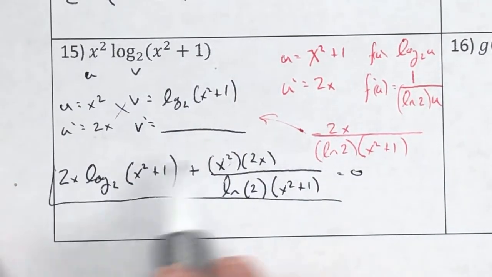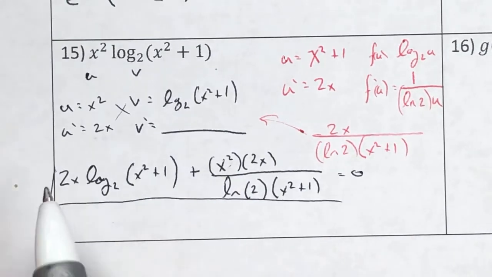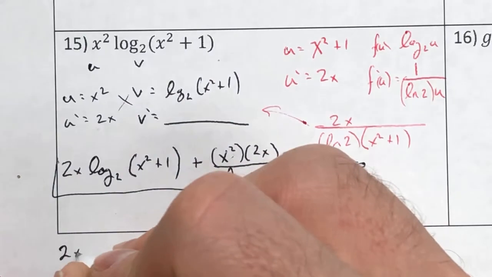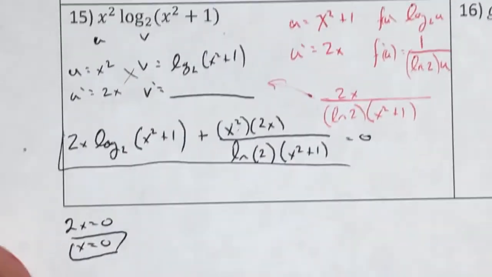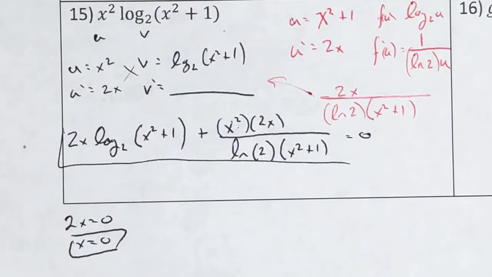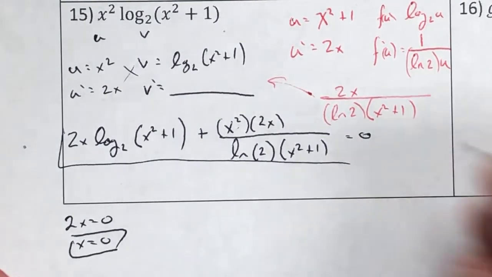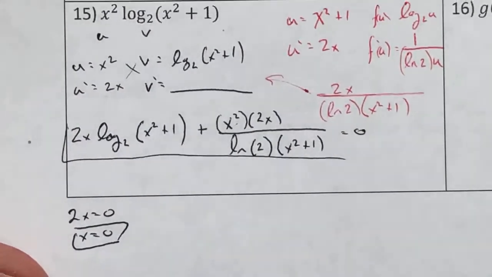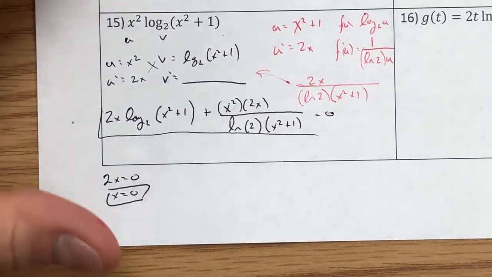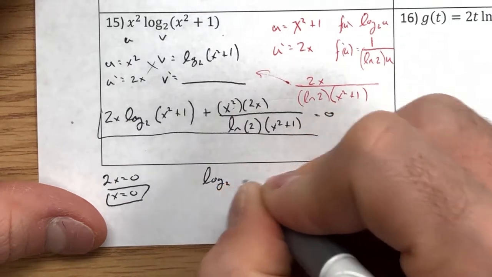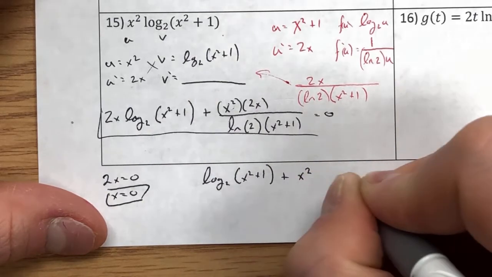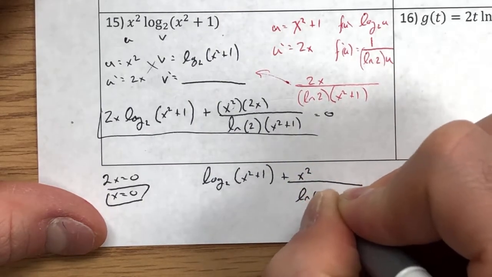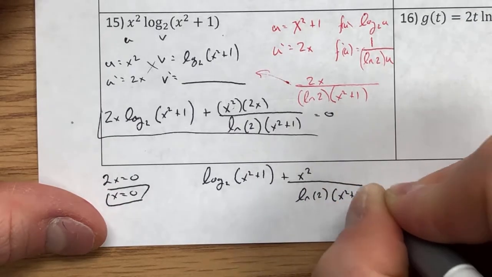And so one of the first things that jumps out at you again is that I have a 2x and a 2x. The first thing I can do is factor out the 2x and say 2x can be equal to 0, which means that x can be equal to 0, and there's my first answer. Kind of fell off the screen there. The second thing that I'm going to be working on is going to be this remaining portion. So let's zoom out just a bit. I have log 2 of x squared plus 1 plus x squared over the natural log of 2 times x squared plus 1.